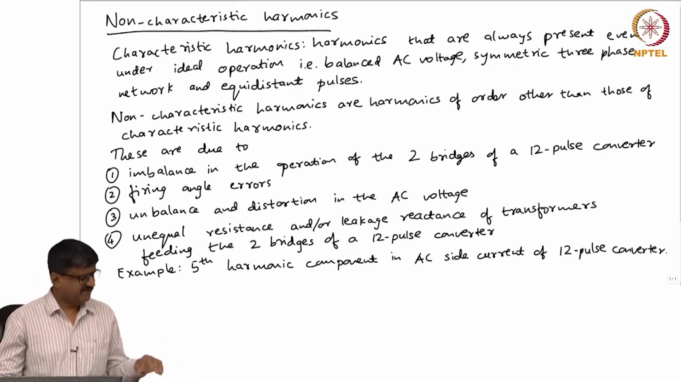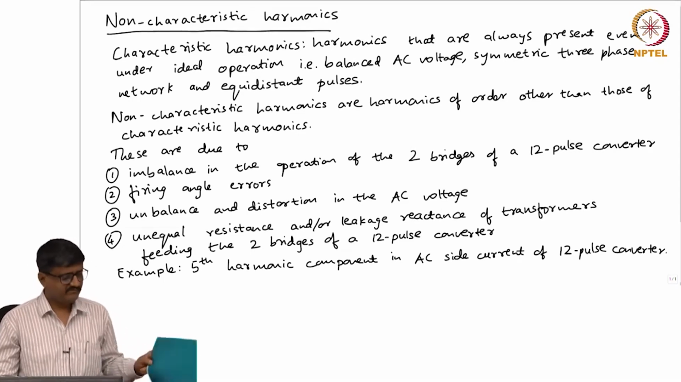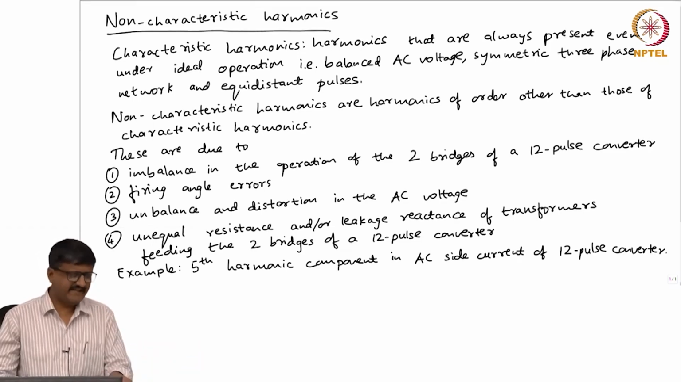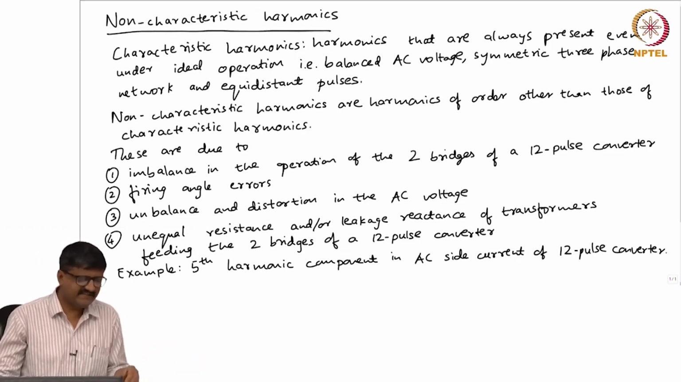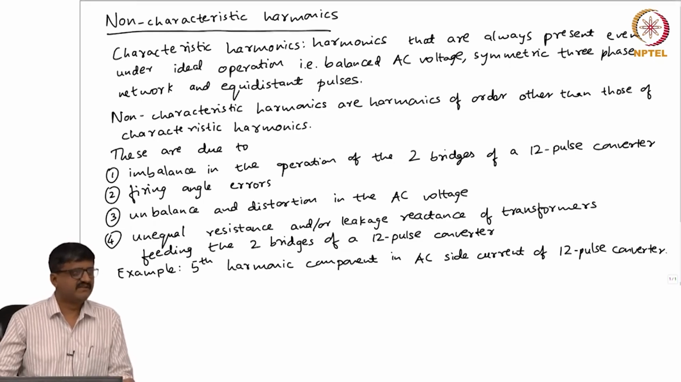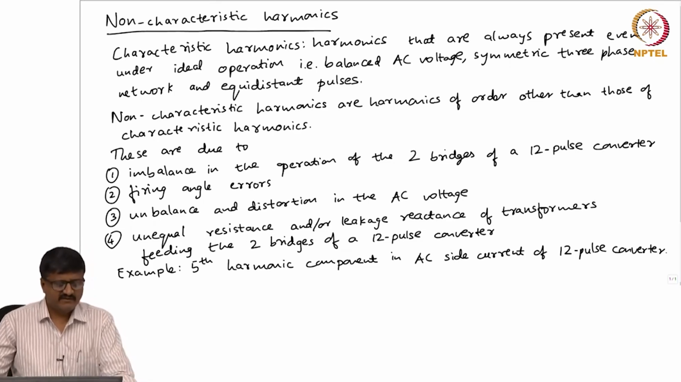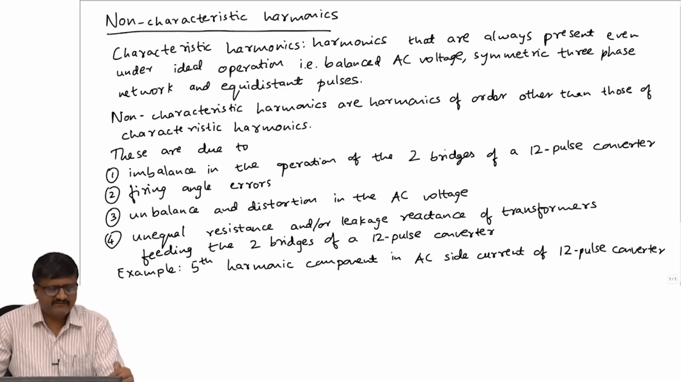So, instead of trying to give more examples, let us take one case in detail and see exactly the generation of a non-characteristic harmonic. There are many ways in which a non-characteristic harmonic can get generated. I said one of the reasons is firing angle error. So, let me take that example.